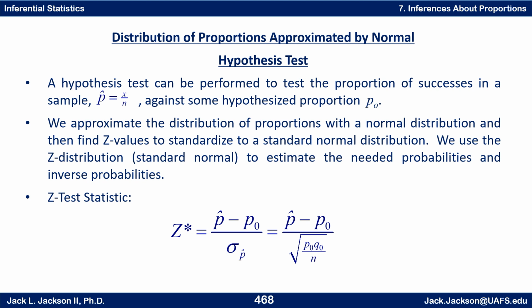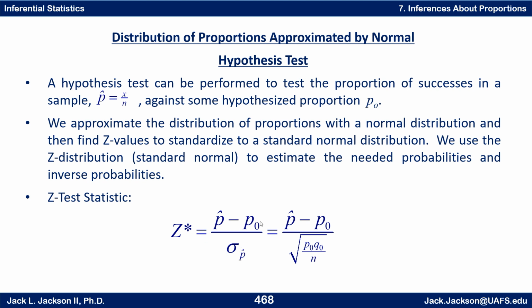We approximate the distribution of proportions with the normal distribution, and then find the z-values to standardize to a standard normal distribution. We then use the z-distribution, standard normal distribution that is, to estimate the needed probabilities and inverse probabilities. So basically we just produce this test statistic, which is p hat minus p naught over the standard deviation of the p hats, like a z-score, right?